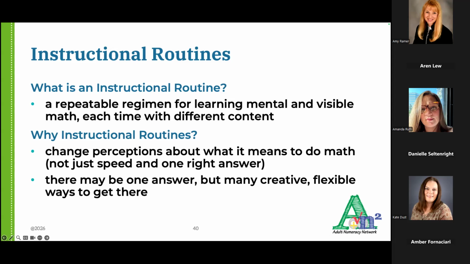And then why are we looking for instructional routines? What's the purpose of this? Especially when time is such an important piece of the conversation. Teachers are always saying, I don't have time to do this. Why is it worth the time?